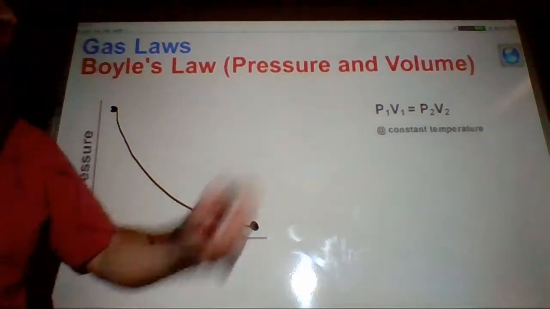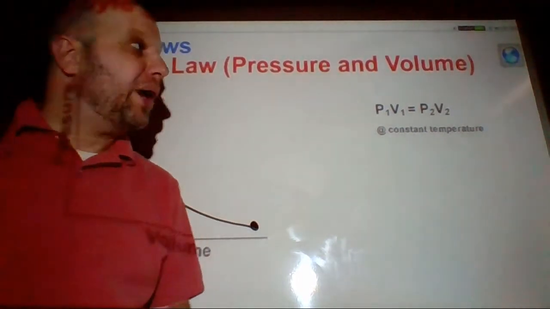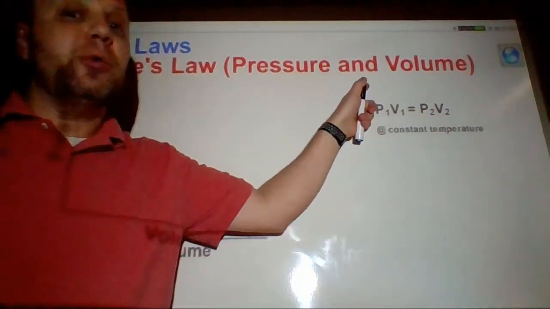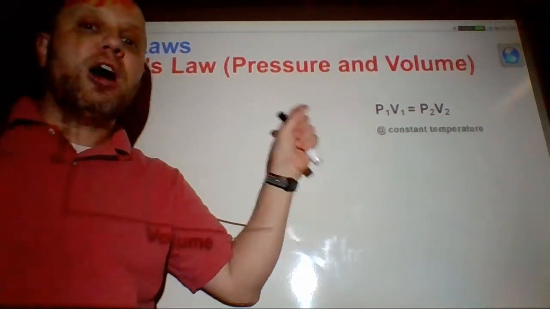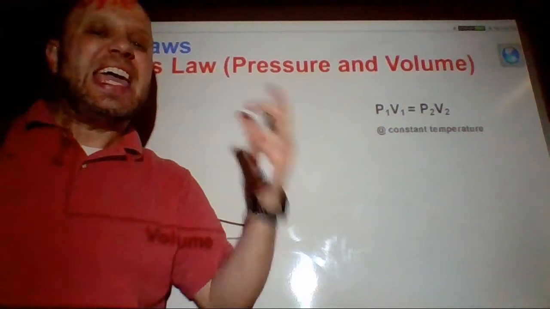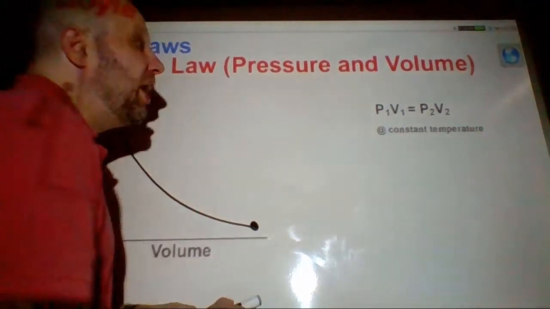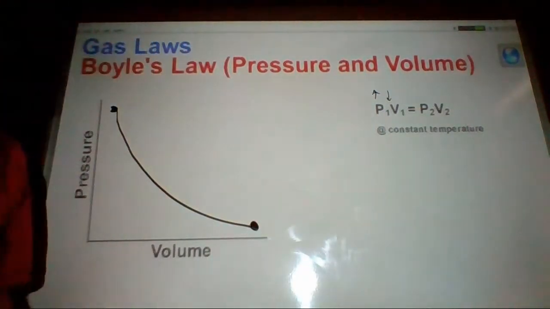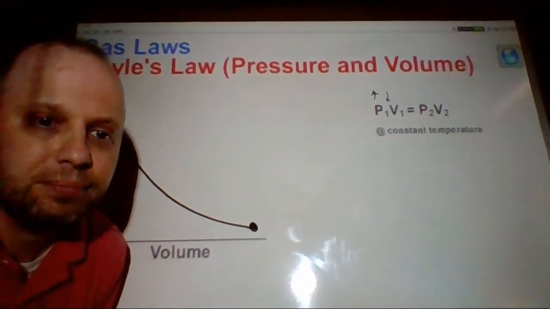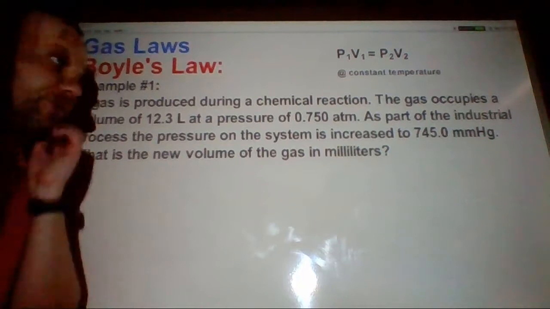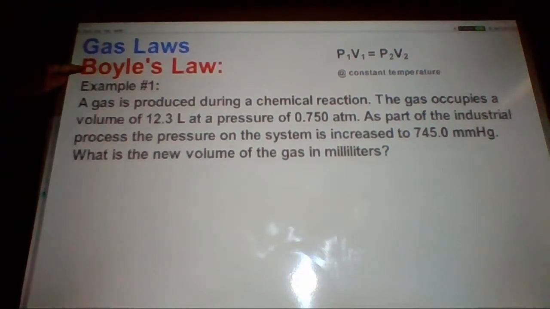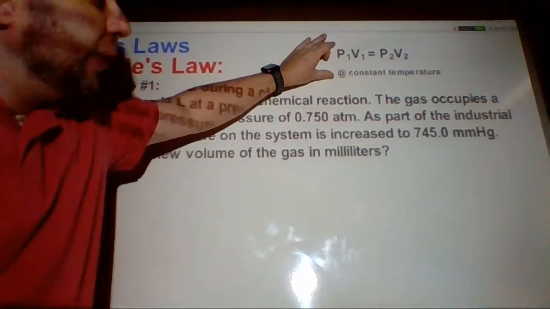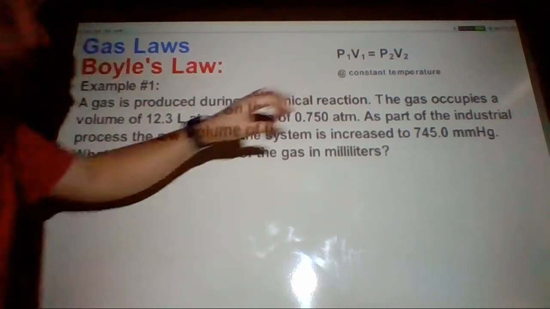All right, on the next page, we're going to take a look at our first practice problem, and we're going to be using this equation. Remember, for Boyle's law, pressure and volume have an inverse relationship. So as one goes up, the other must go down. Okay, so this is our first problem. We have a Boyle's law problem. I copied over the equation that we need up here. We'll use that in a second.